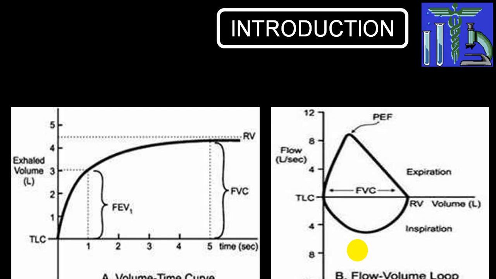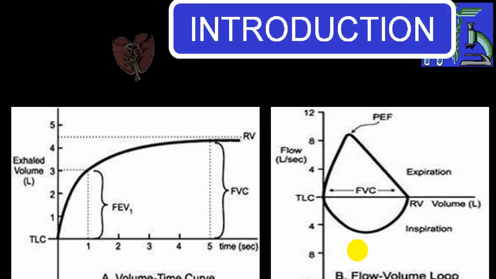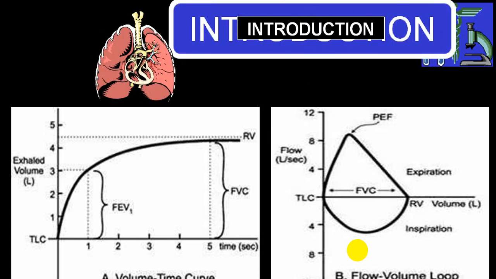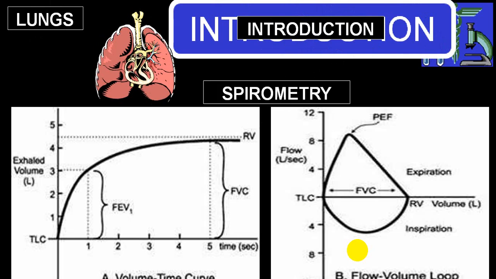Yes, we'll be talking more about volume time curve and flow volume loop. Now these two you get by doing spirometry. When you do a spirometry, you will get two curves. One is volume time curve and second is flow volume loop. And you can do the study of lung function by interpreting those. We'll be dealing in detail as we go through.